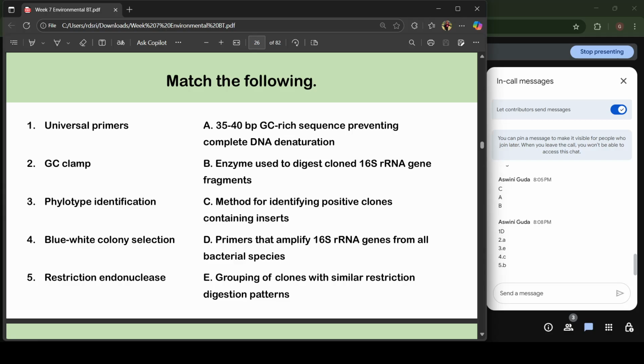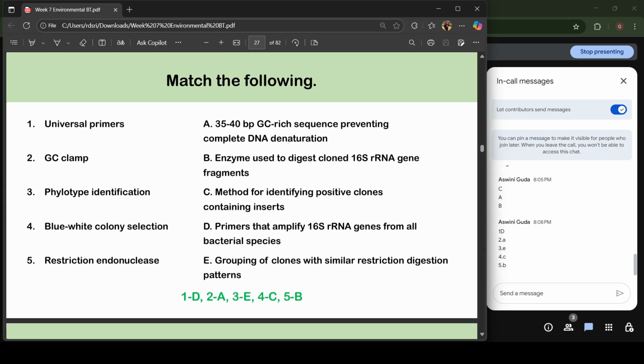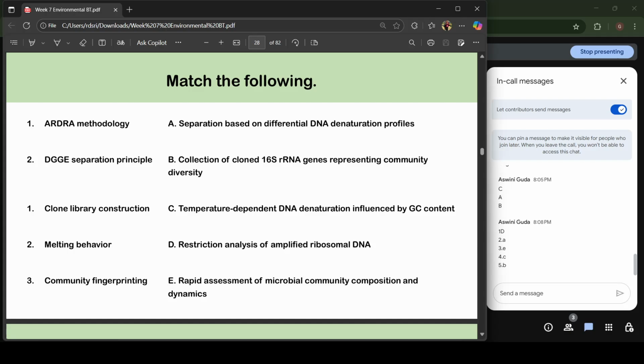And the fifth one is the restriction endonuclease. It is an enzyme used to digest cloned 16S rRNA gene fragments. So after this restriction enzyme step, we go for electrophoresis and have different techniques to identify and group the microorganisms based on their DNA fingerprint. Right. So the answer is perfectly right. Next is again a match the following question, and this time based on DNA fingerprint techniques only.